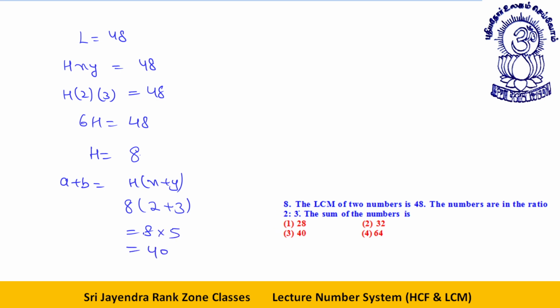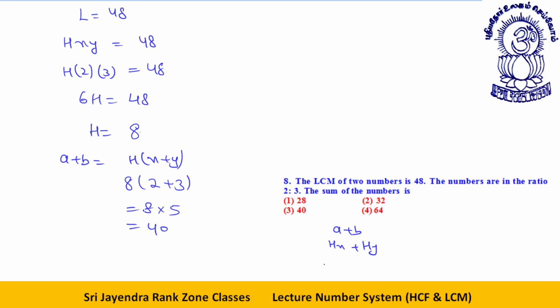The sum of the two numbers is 40. What is required? We require A plus B. A is HX, B is HY. What do you require, my dear students? You require H into X plus Y, or H into 2 plus 3. The moment you see 2, 3, their sum is 5. The answer has to be a multiple of 5. Only one option is a multiple of 5, so no other option was actually possible. Only this could be your answer. So, easily done.